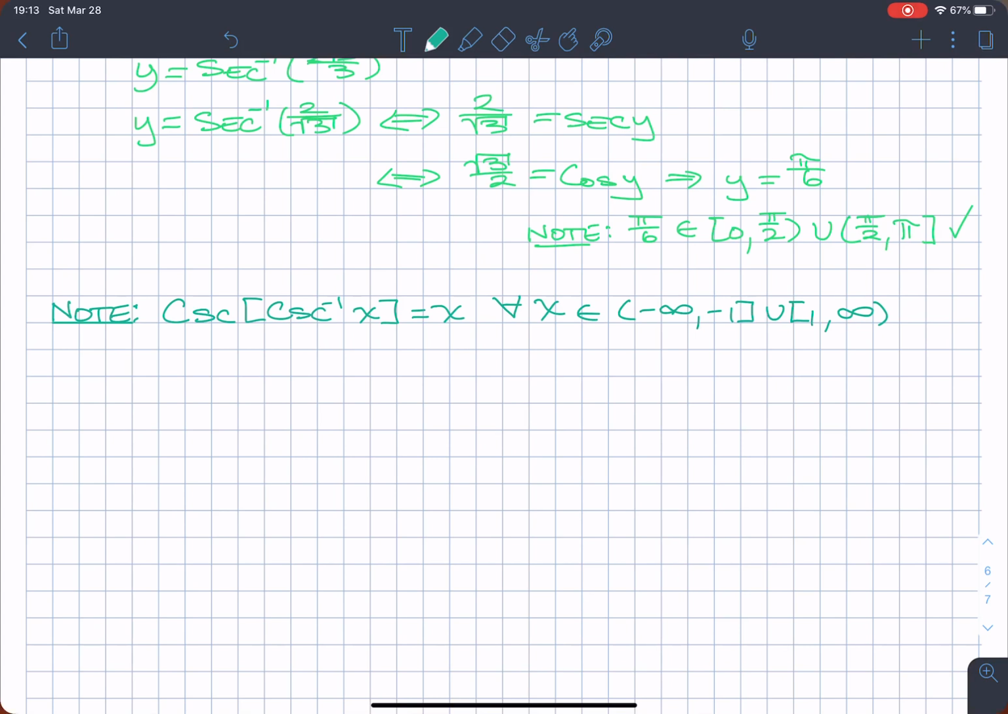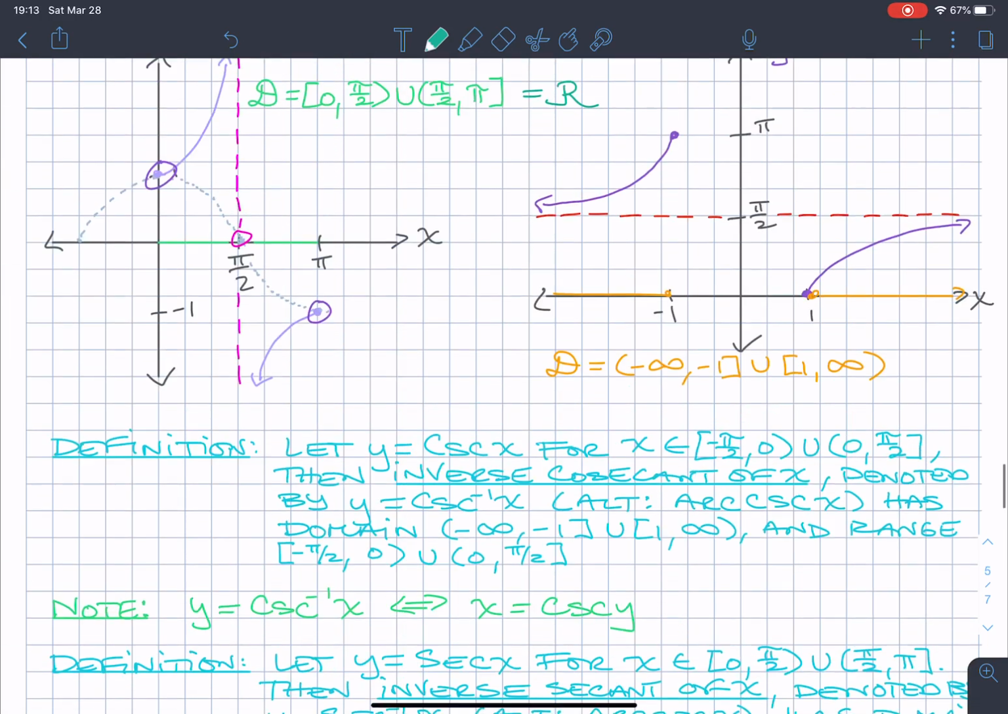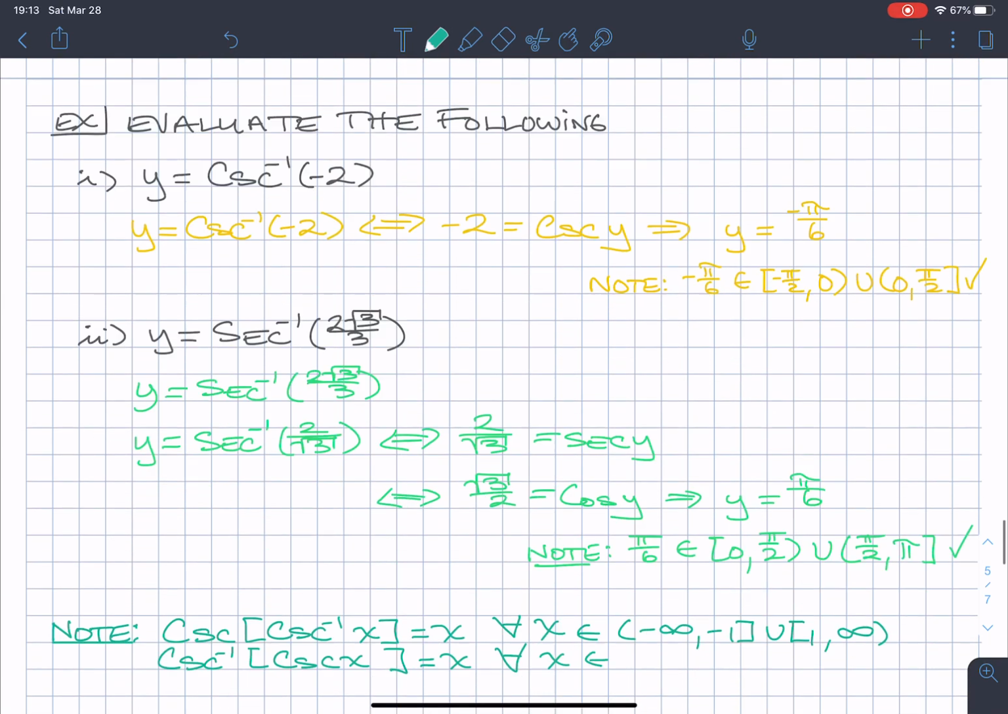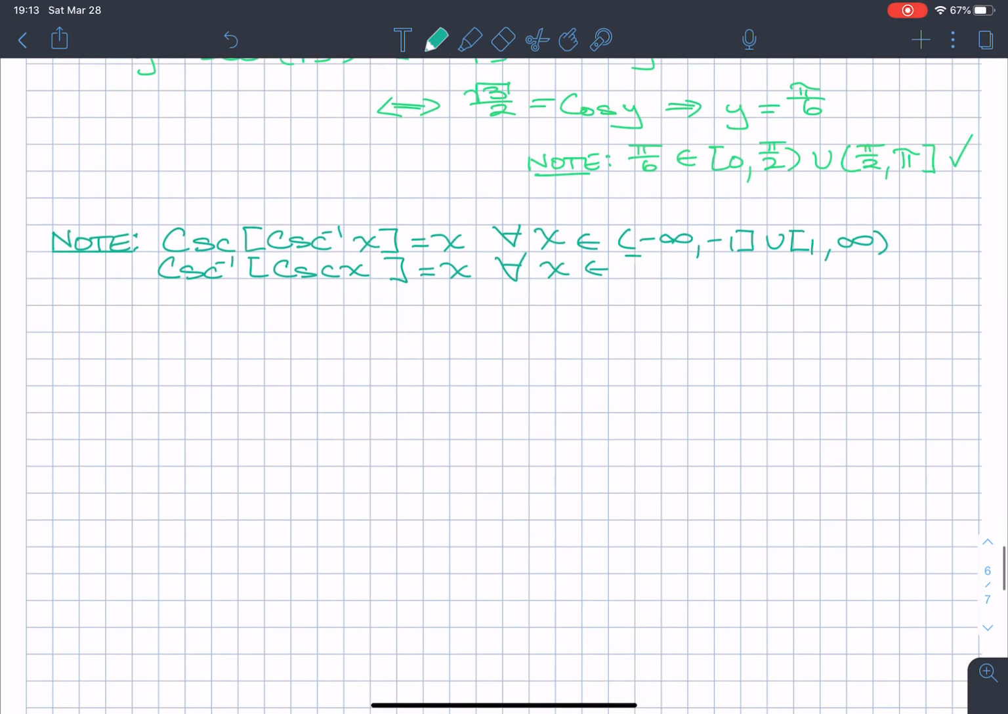Okay, what if I did it backwards? If I first did cosecant inverse of normal cosecant of x, well, that's x for all values of x on the allowable invertible part. Okay, so let's go to cosecant. So cosecant looks like it's between negative pi over 2 and pi over 2, excluding 0. So that's between negative pi over 2, excluding 0, and then to positive pi over 2, inclusive at the end points.